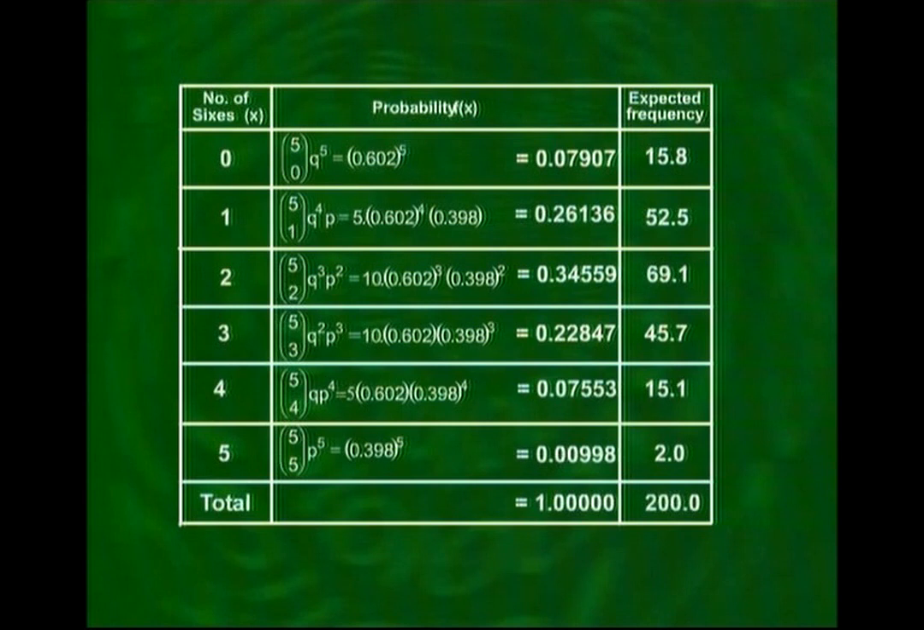Once again, none of the probabilities is negative. It is just not possible that a probability is negative. And the sum of these six probabilities is equal to 1.